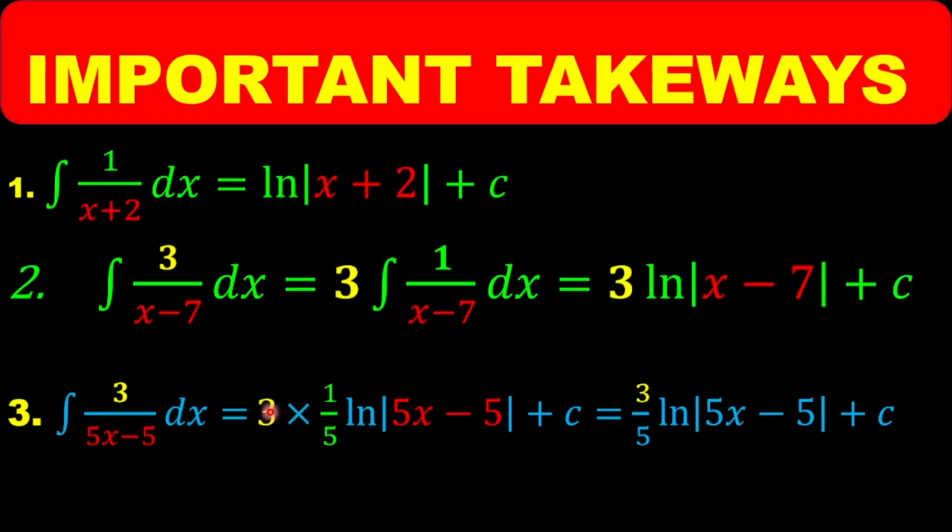And so now we multiply 3 times 1 over 5, and we get 3 over 5, and then we have the natural log of the absolute value of 5x minus 5, and then plus c. Once you understand this takeaway, we can move on and solve the questions that follow.